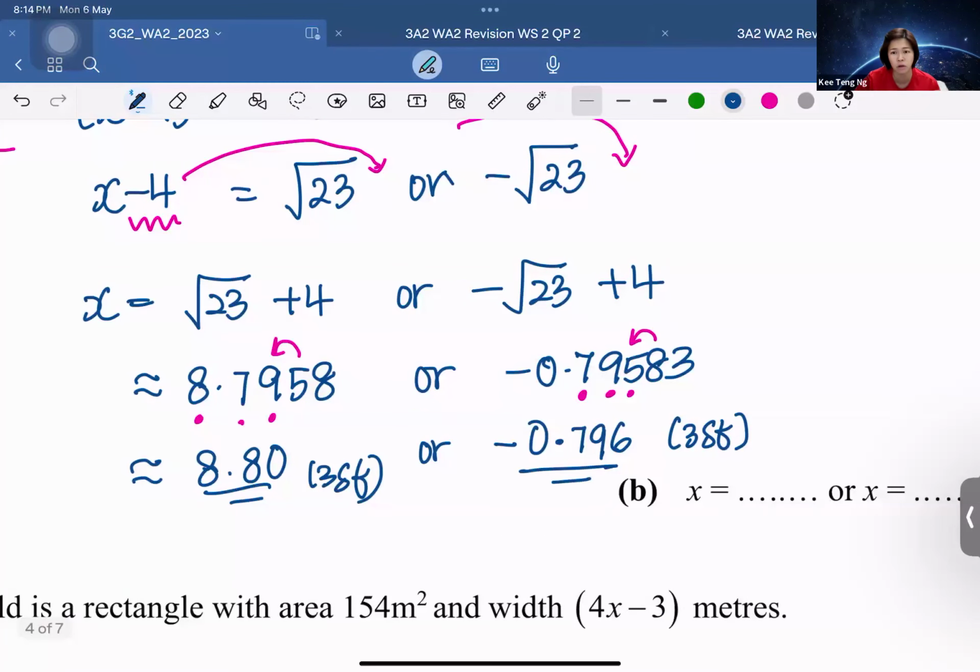Count from the first non-zero number. How to count the sigfig, is it? Count from the first non-zero number. So the first non-zero number is not 0. The first non-zero number is 7. So it's 1, 2, 3. So the third sigfig is down here. We look at the fourth number, round up. No, negative 0.80 will be only 2 significant figures because the first non-zero number is 8. So your answer is not correct. So it is negative 0.796.